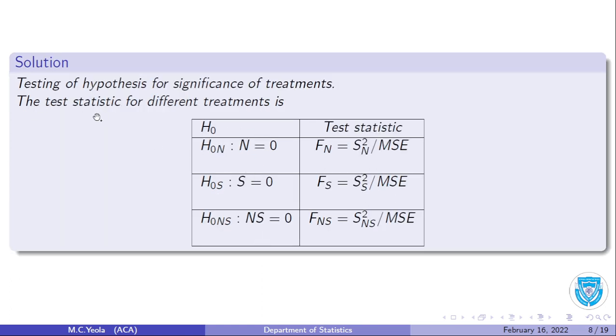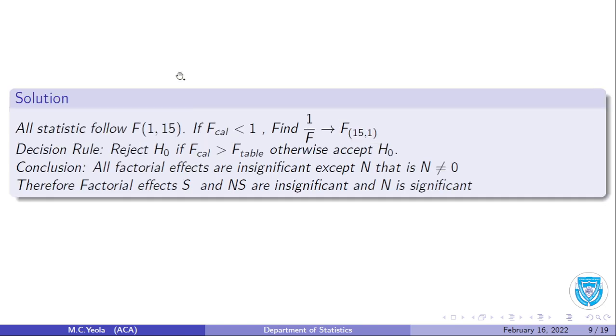The same we do for the different factors here. We first write the hypothesis, and then we take the decision accordingly based on the F value. Testing of hypothesis for significance of treatments here, the test statistic for different treatments, and the hypotheses also we have here. So H naught N, that is N equal to 0, H naught S equal to 0, H naught NS equal to 0, and their corresponding F statistics we have here. And we take the decision, only N gets rejected and otherwise all get accepted here. So the decision rule is this one here.